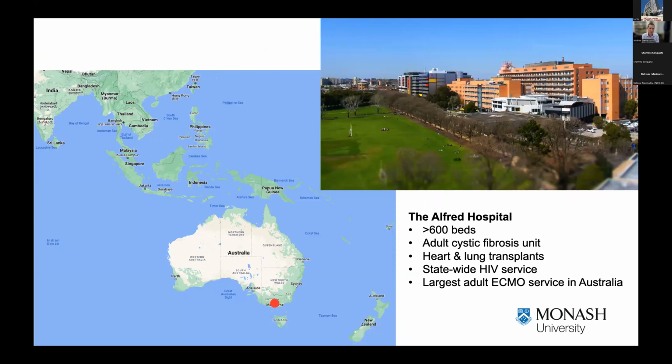Just a bit of background. I'm based in Melbourne, where the red dot is, in the bottom corner of Australia, and at the Alfred Hospital, which is pictured there. We're about a 600-bed hospital, and with regard to COVID and aerosol generating procedures, we've got a cystic fibrosis unit, heart and lung transplants, the statewide HIV service and a large ECMO service as well.